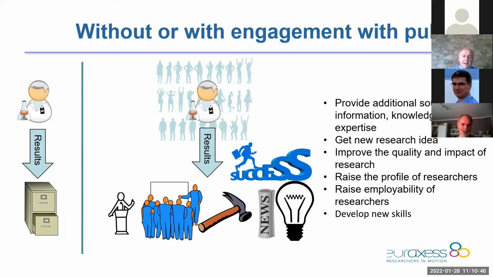What I learned is that this approach helped me to get additional sources of information, knowledge, and expertise coming from the public. Also, I got many new research ideas. I improved the quality and impact of my research, and I raised my profile as a researcher. I also saw that in this case you can easily raise your employability because the public recognizes you as a valuable researcher. And finally, while doing public engagement, I personally developed many new skills. Later on, I will tell you a little bit more about that.